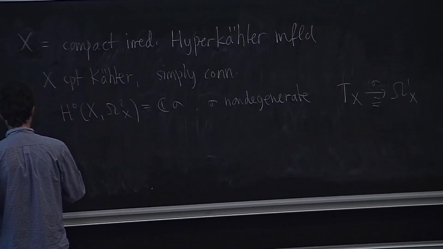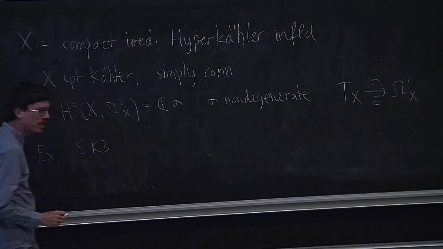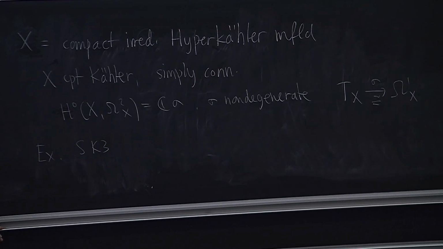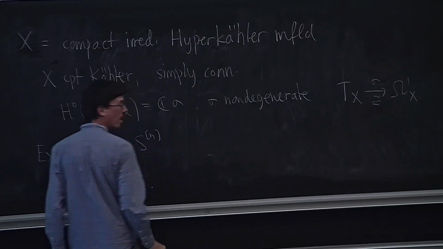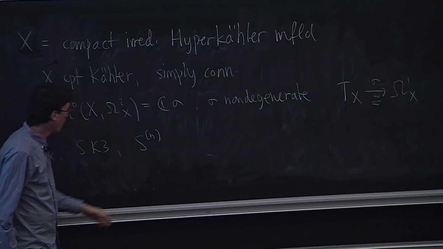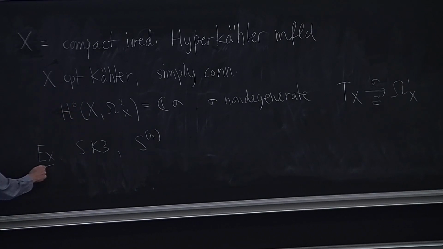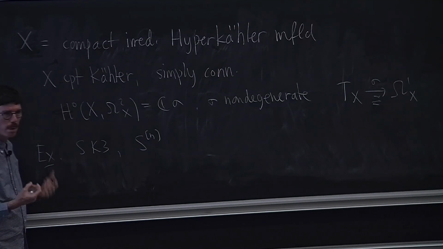OK, so the kind of examples of this would be if you have a K3 surface, that's the smallest sort of example, then you can take Hilbert schemes of K3 surfaces, for example. And in general, there's very few known examples of these things. So all the known examples are sort of constructed either from K3 surfaces as moduli spaces or from abelian surfaces.